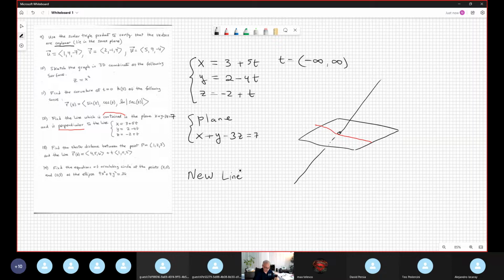And the plane, no. The plane is a point and a normal vector, which is perpendicular to the plane. But for the line, the answer was correct. We need the point and we need the direction vector. So we need to find the point, by the way. It's super easy because you plug it into the equation of the line.